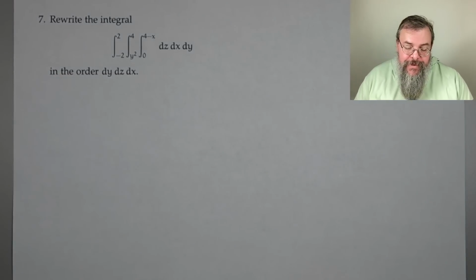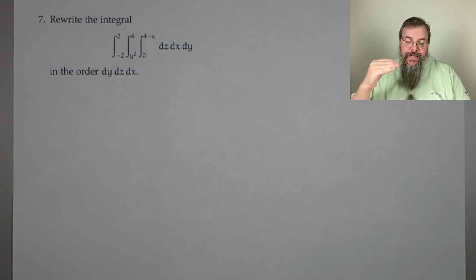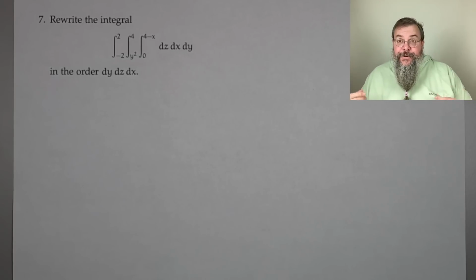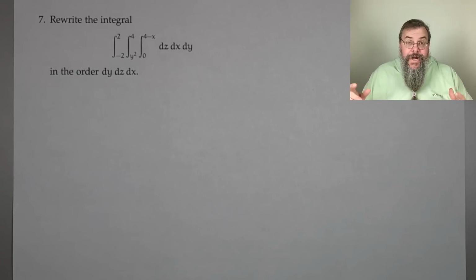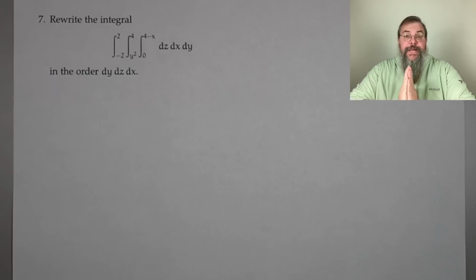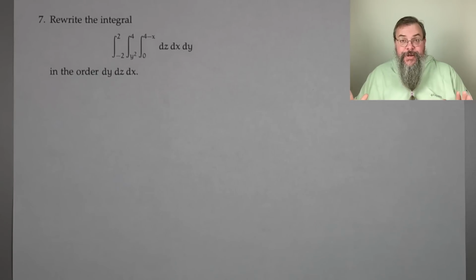Rewrite the integral from -2 to 2, integral y squared to 4, integral 0 to 4 minus z, dz, dx, dy, in the order dy, dz, dx. Okay. Now, I'm going to just preface this by saying, take your time and be patient with yourself. And so let's go through and carefully think about the process.